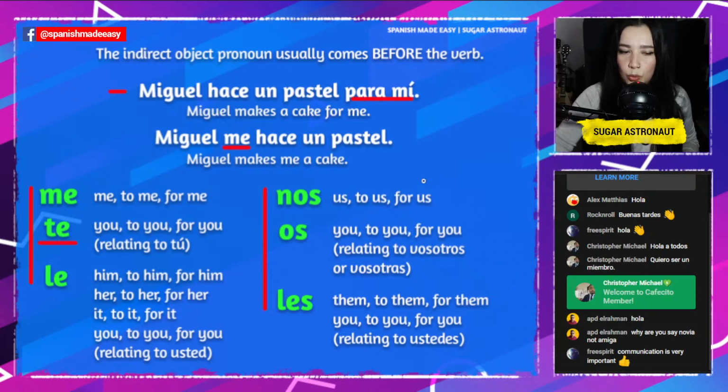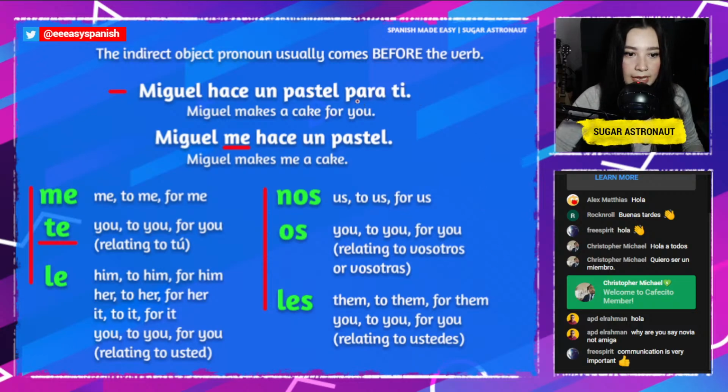Now let's use te, which means you, to you, for you, and it relates to tú. Okay? So I could say, Miguel hace un pastel para ti. Essentially you're saying Miguel makes a cake for you. Para ti, para mí. We will talk about those two words later on. And the indirect object, once again, is para ti. You're talking about you, right?